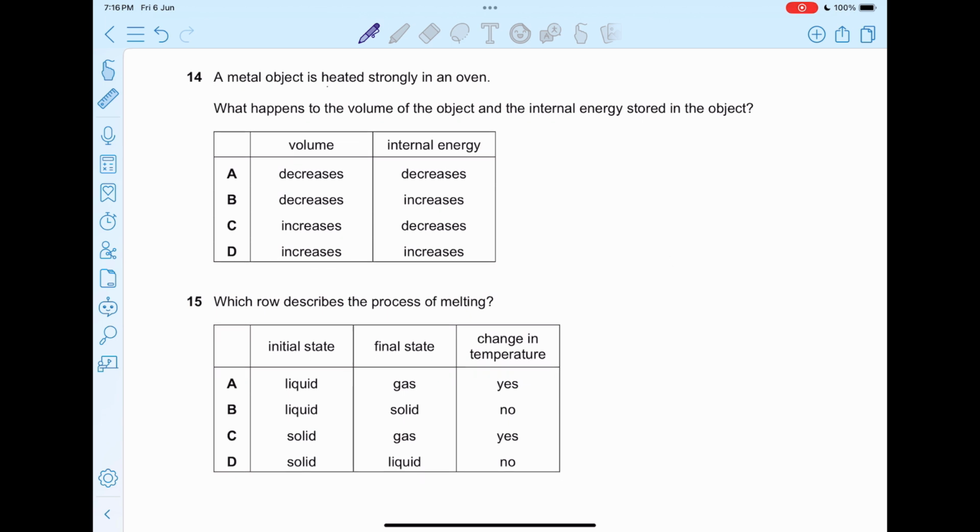Number 14, a metal object is heated strongly in an oven. What happens to the volume of the object and the internal energy stored in the object? So the volume should increase because it's going to expand. So the choice is between C and D. Since it's being heated, the internal energy should also increase. So the final answer is D.